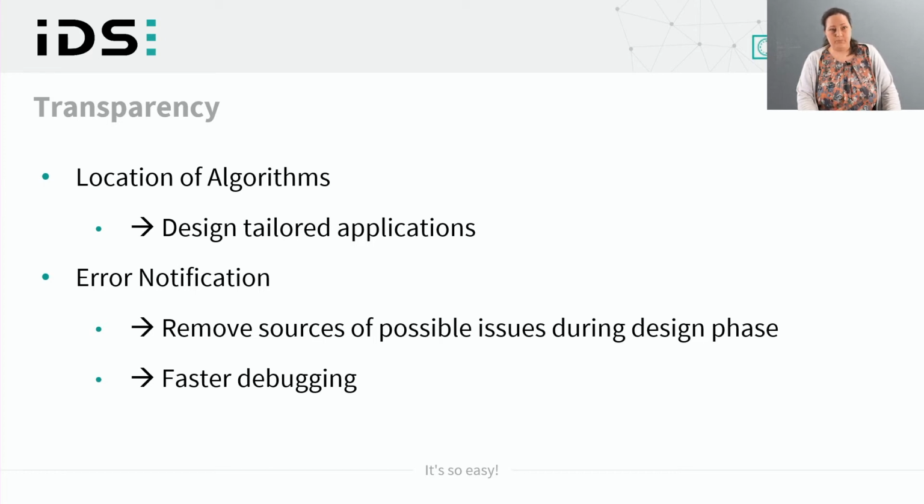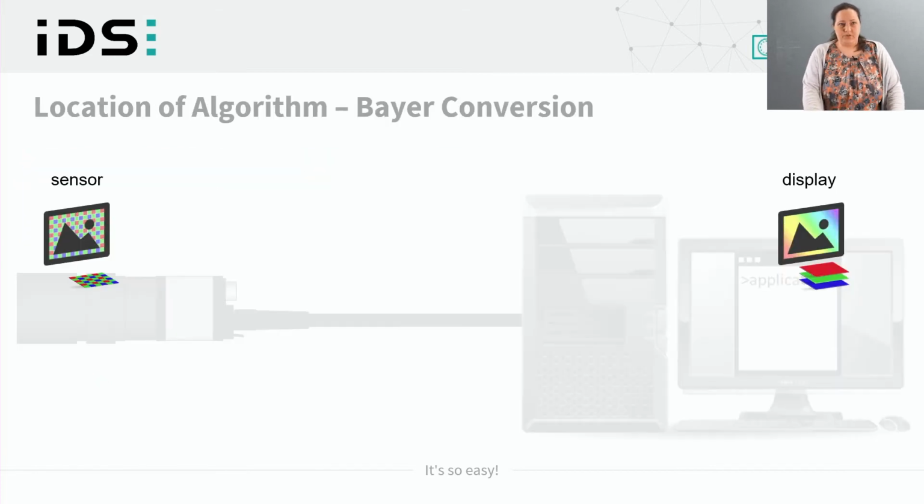Another important point is the error notification, so that you're in an early stage of your project notified by possible errors already during design phase, so that you can debug them and you can develop faster and get to a result as fast as possible. If we talk about the location of the algorithm, let's have an example for debayering.